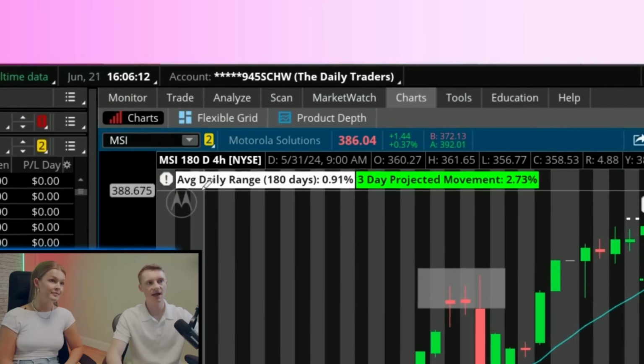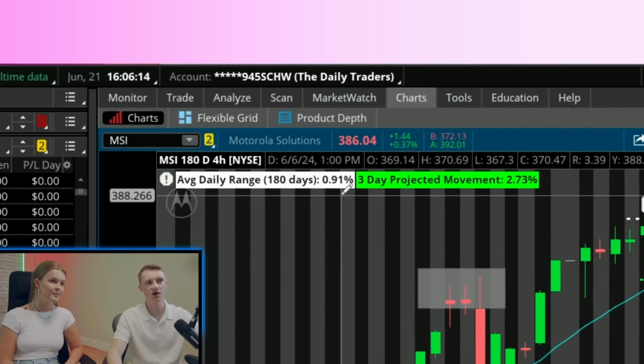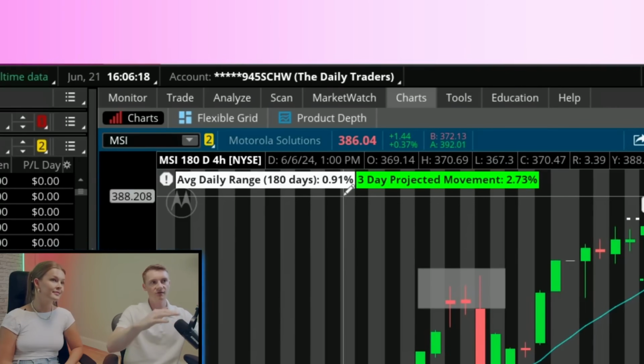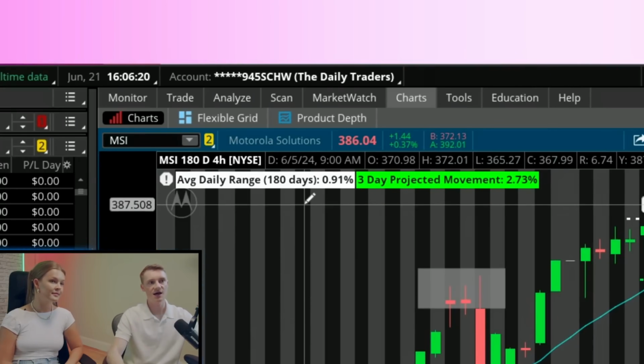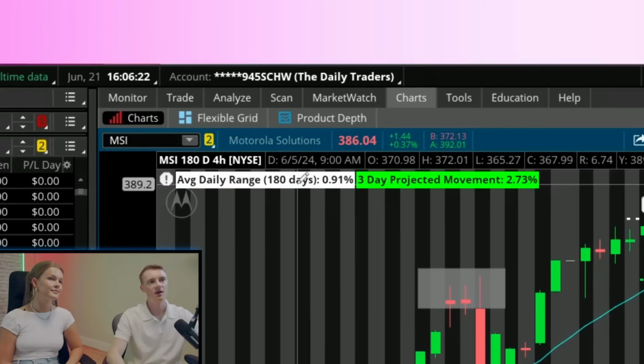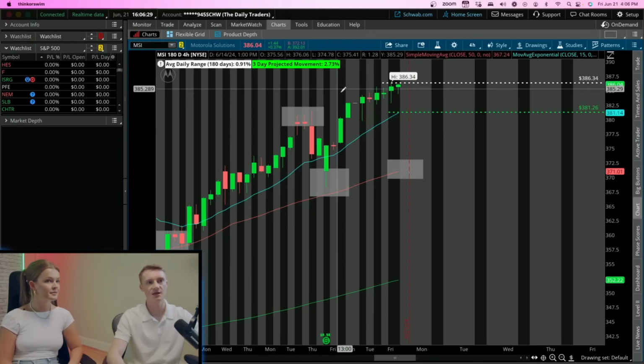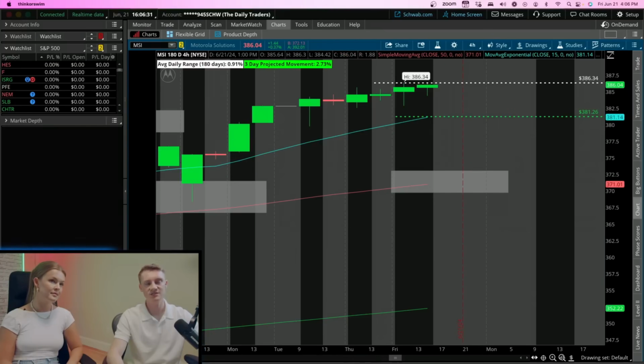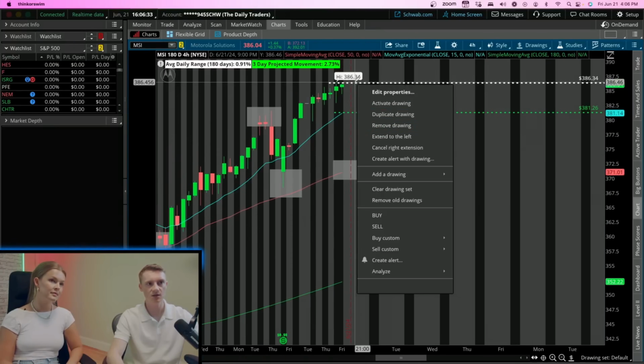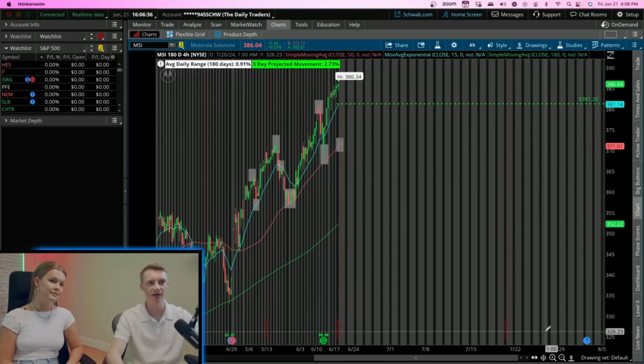We could see the average daily movement over the last 180 days is about 1%, 0.91. So on average, this stock MSI moves about 1% a day. And we can see over the next 3 days, it's projected to move 2.73%. So what I do when it comes to setting my stop loss, because there's no candles we can look at above here.